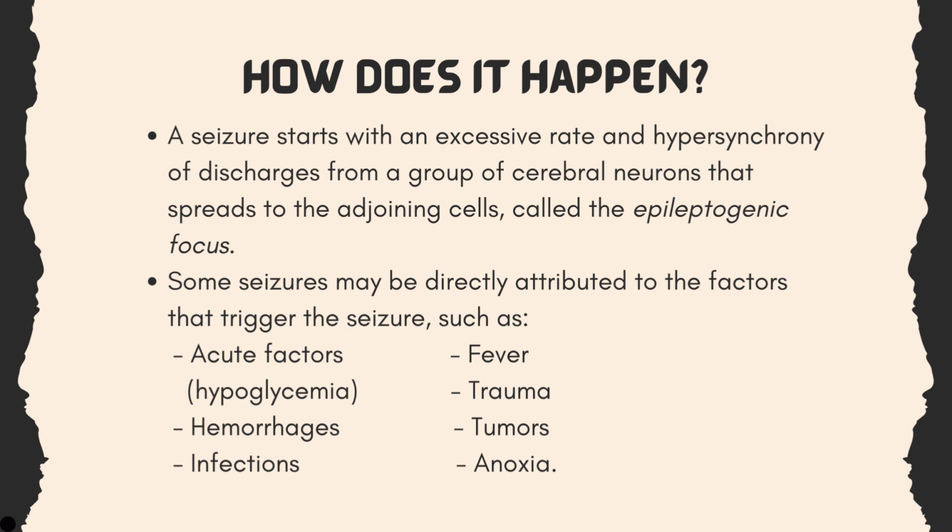Some seizures may be directly attributed to the factors that trigger the seizure, such as acute factors: hypoglycemia, hemorrhages, infections, fever, trauma, tumors, and anoxia. Other seizures may be attributed to previous scarring and structural damage or to hormonal changes. Many seizures, especially in children, have no discernible underlying disease and are therefore idiopathic.